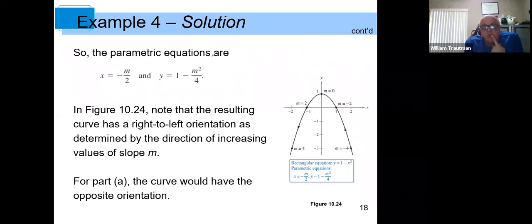So first we went from parametric to rectangular. Now we went from rectangular to parametric. So once again, this is a rectangular equation. These are parametrics, and they give you the same graph, the same shape.